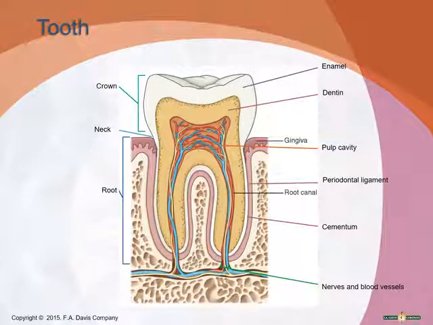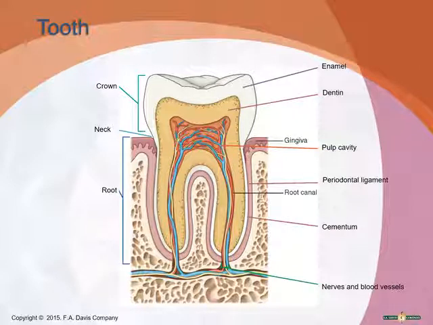The structure of a tooth: there's the enamel, this part here, part of the crown, and the neck. The root and the crown meet at the gum line. That's called the neck. The root is embedded in the socket in the jawbone. The enamel covers the crown.